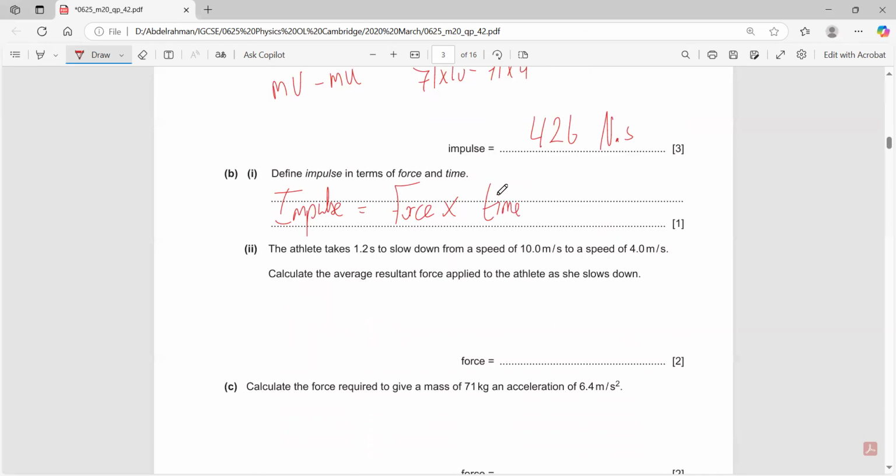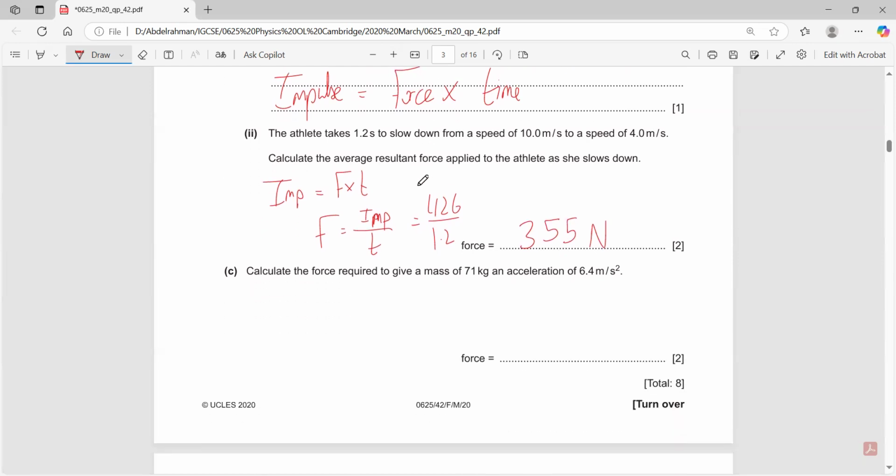The athlete takes 1.2 seconds to slow down from a speed of 10 to 4. Can I find the resultant force? Yes, I can. So impulse equals force times time. To find the force, it would be impulse over time. Basically, 426 divided by the time, which is 1.2. It is 355 newtons.